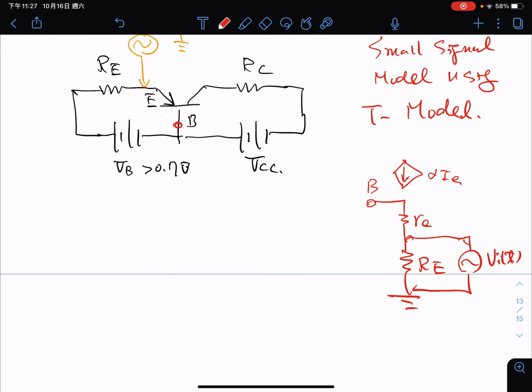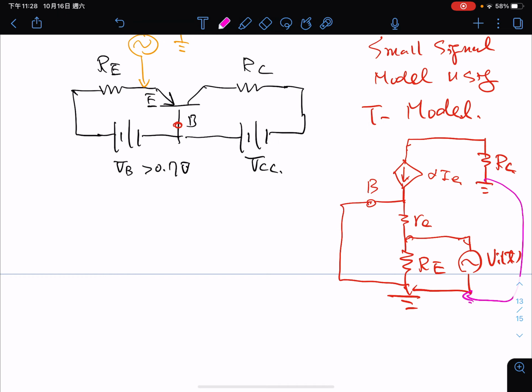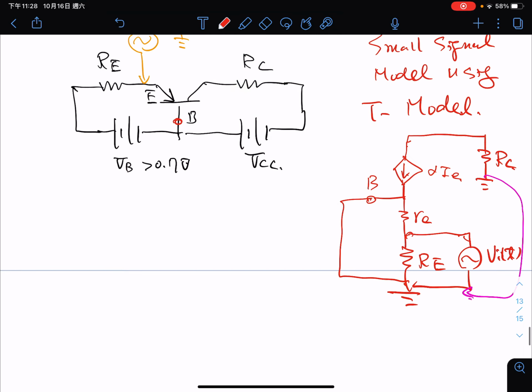And because in a small signal model, the base is connected to ground now. And there is an RC resistor here. And the RC resistor is also connected to ground. And when you say these two are connected to ground, actually this part will be connected to here. Let me redraw it so that we can make it clearer, so that you can see better.